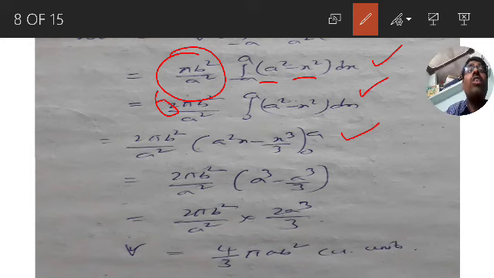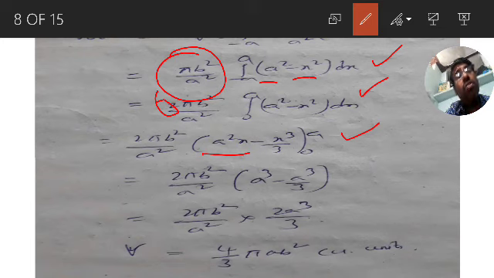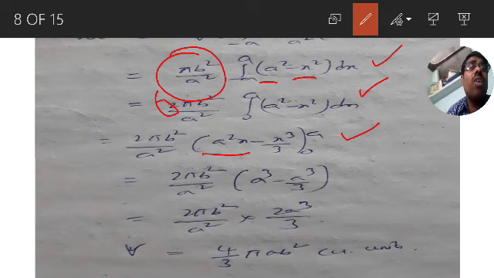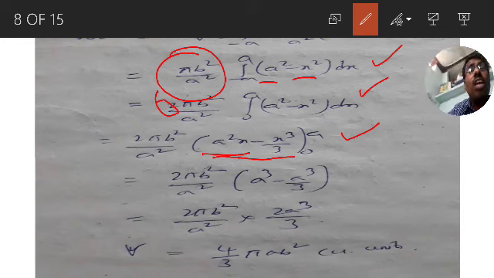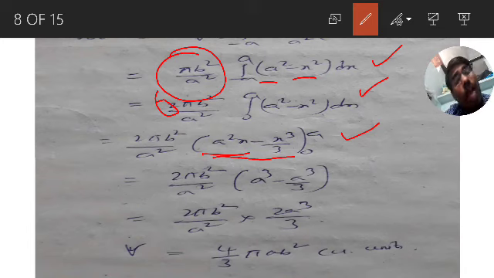So first of all integration. A square is constant. Integration of dx is x. So a square into x, and integration of x square. Integration of x to the power of n is x to the power of n plus 1 by n plus 1. Therefore integration of x square is x cube by 3. This is my integration, that is a square into x minus x cube by 3 from 0 to a.